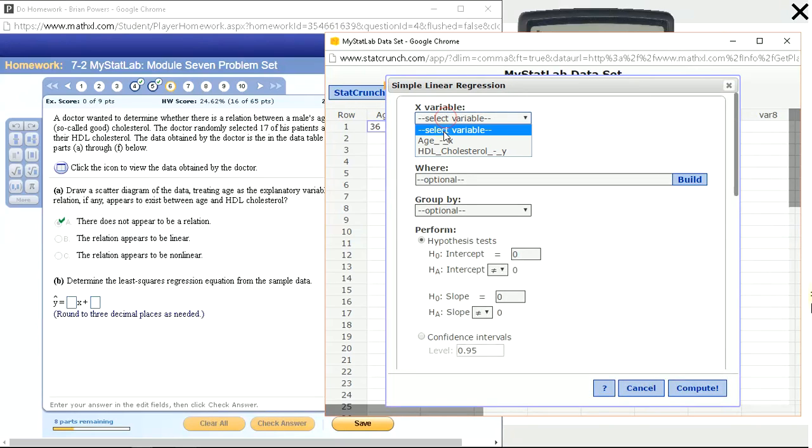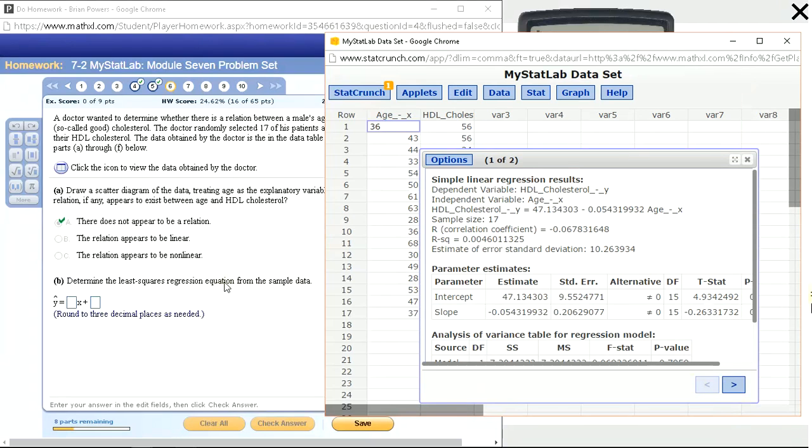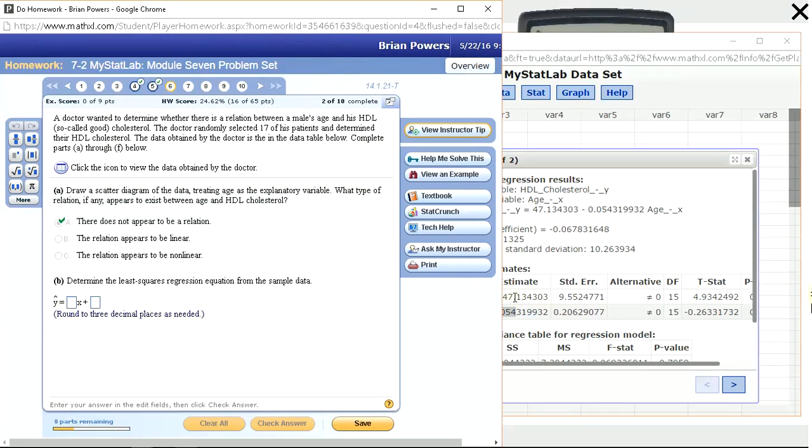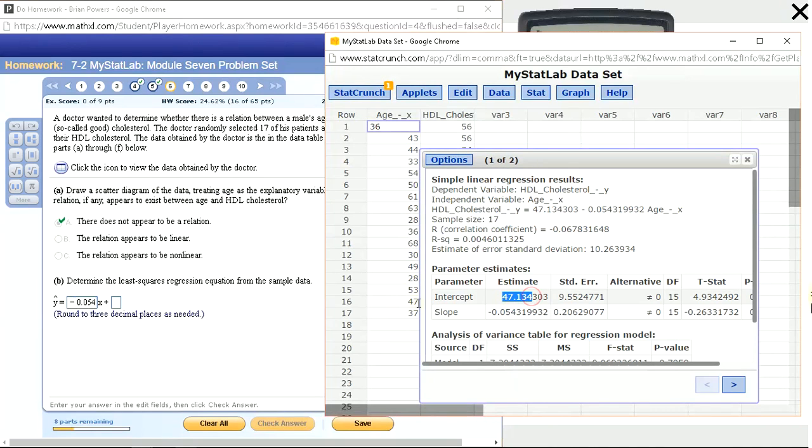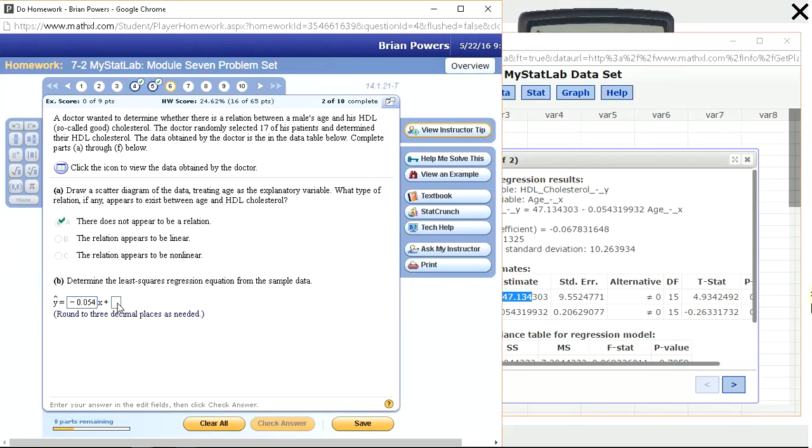Okay, you're used to it by now. Age, cholesterol, hit compute. Okay, so we have our estimate for the slope and the intercept. Remember, this thing wants me to put the slope in first. The slope is times x, so I'm going to copy it with 3 decimal places of precision. And the intercept is what we're adding. Okay.